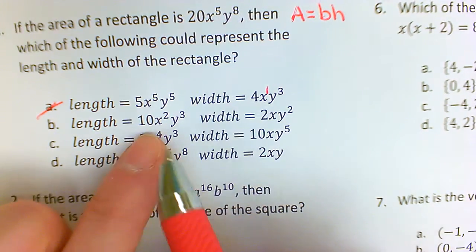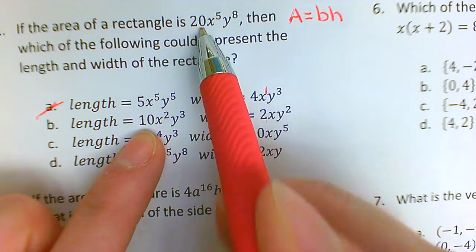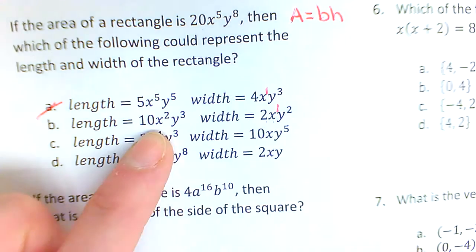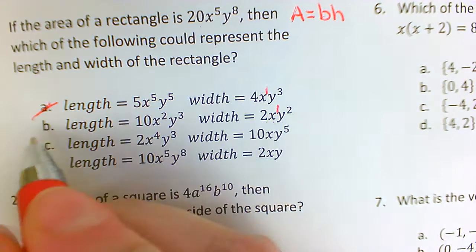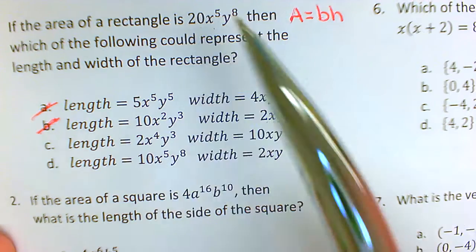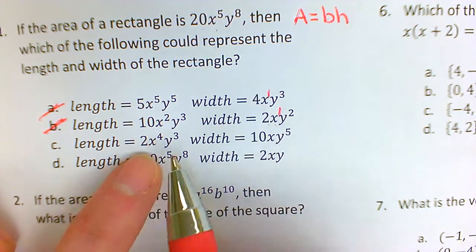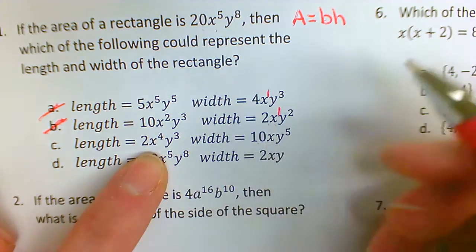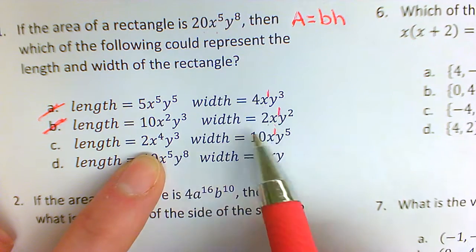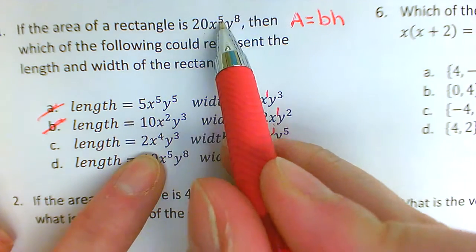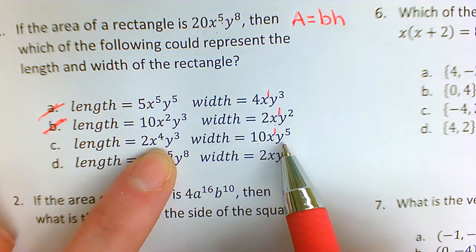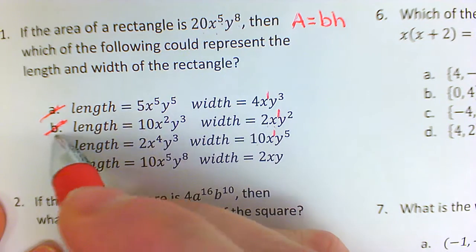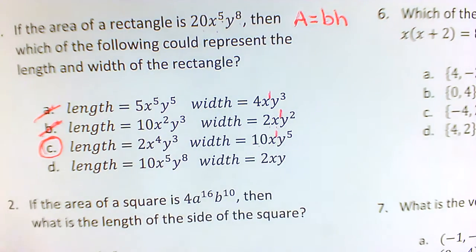Look at the next one. 10 times 2 does give me 20. X squared times x right here gives me x to the 3rd power, because I've only got 3 multiplied together. That doesn't match because we need 5. Part C. 2 times 10 gives me 20. X to the 4th times x, well, that one gives me 4 plus 1, which means now I've got 5. And y cubed, y to the 5th, I add 3 and 5. That one gives me y to the 8th power. So that means C is my answer.